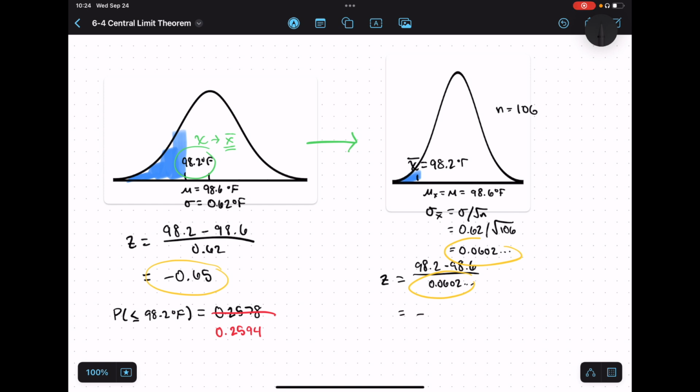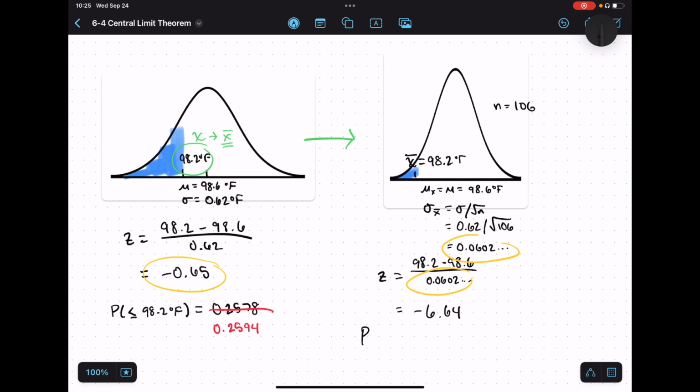This puts us much further away from that mean of sample means, where the probability of obtaining a sample mean of 98.2 degrees Fahrenheit or below is almost ridiculously low.